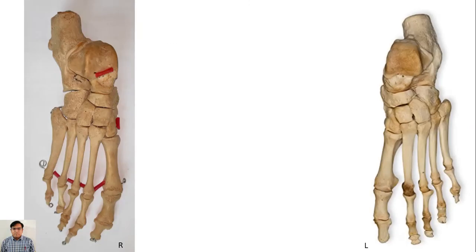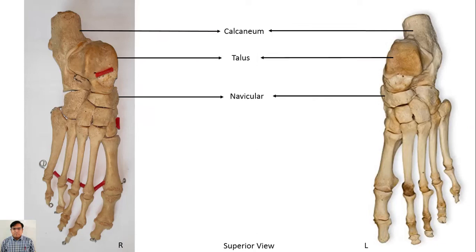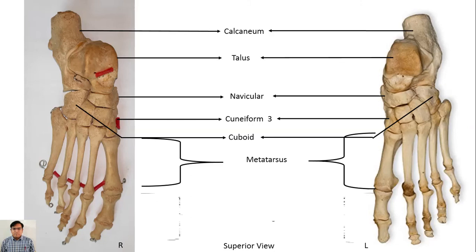So, these are the superior view of right and left articulated foot. This is calcaneum, this is talus, this is navicular bone, this is cuneiform, medial, intermediate and lateral, and this is cuboid, this is metatarsus and these are phalanges.